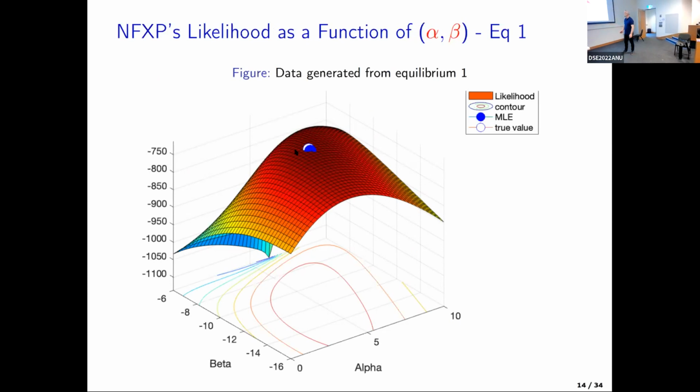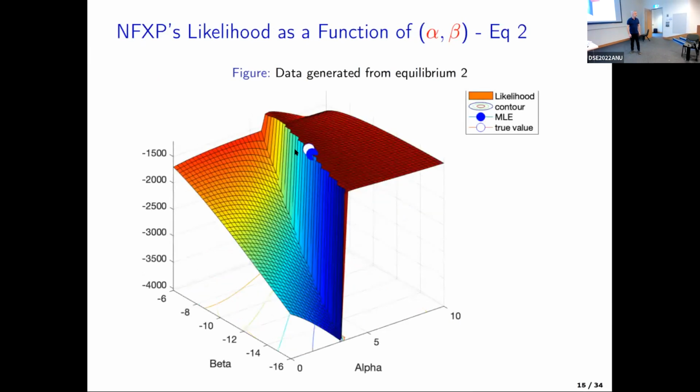Okay. But then look at this. This is the likelihood for equilibrium number two. Any idea why we're seeing something like this? This huge cliff here. What's going on? And this valley over here. What do you think is going on in this picture? Yeah.